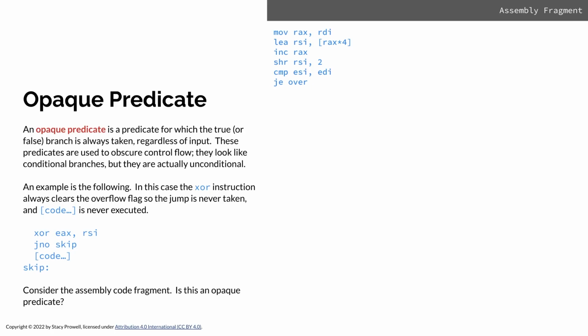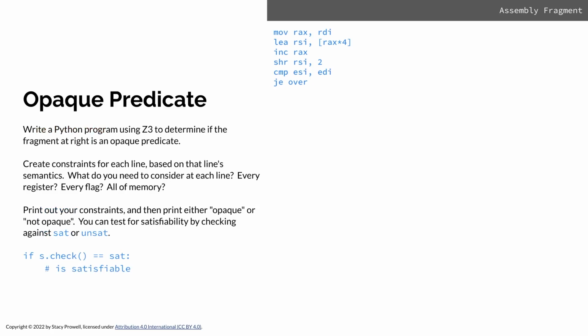So an example is that code down there. So I go ahead and exclusive OR EAX and RSI, and then I jump if not overflow to skip, and I jump over the code. Well, the XOR instruction always clears the overflow flag, therefore that jump will never be taken. But it looks like it might be. You're being fooled. So what about the code over on the right hand side? Is that an opaque predicate?